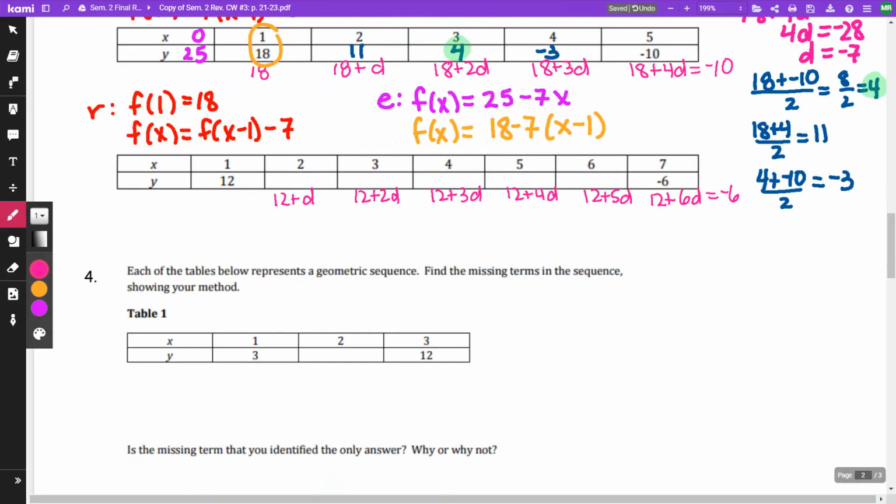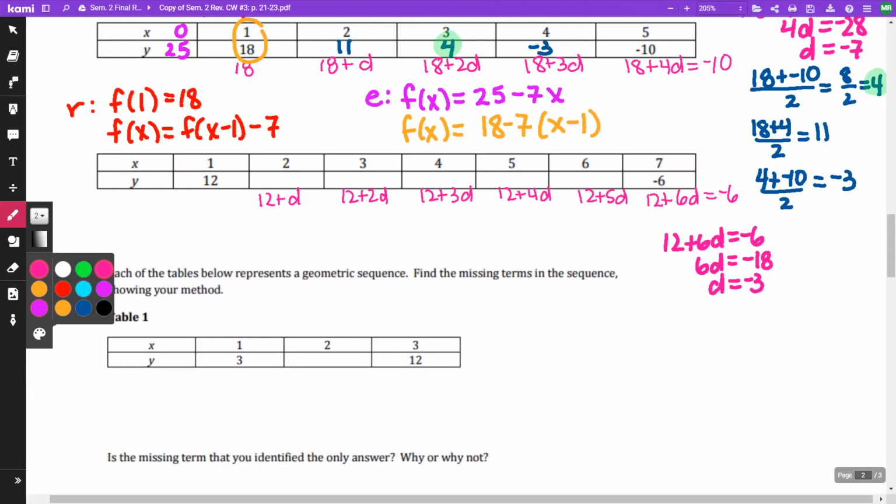So I am going to work out 12 plus 6d equals -6. I'm going to subtract 12 from both sides. I get a -18. Divide by 6 and I get a -3. So I'm minusing 3. So if I'm minusing 3, I'm going to get a 9, a 6, a 3, a 0, a -3, and a -6.